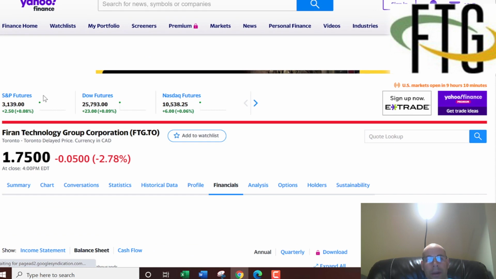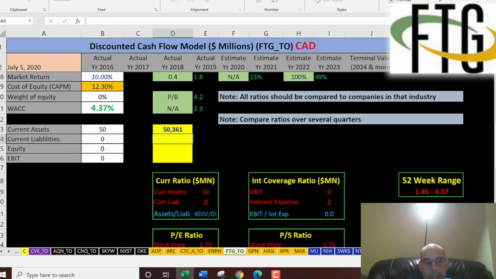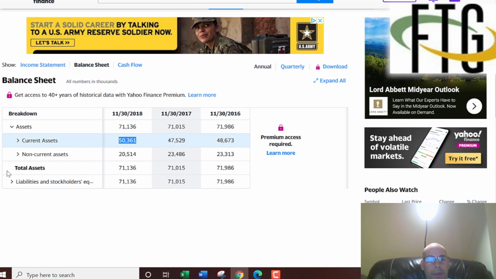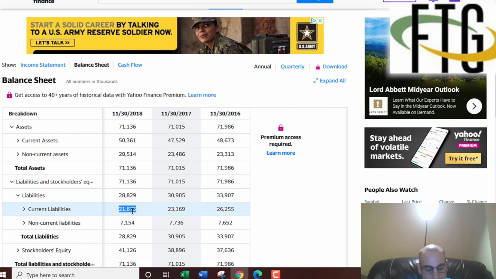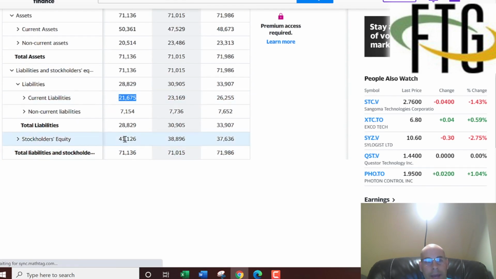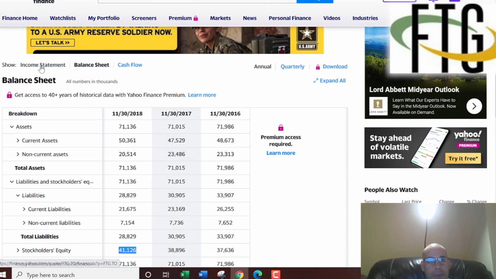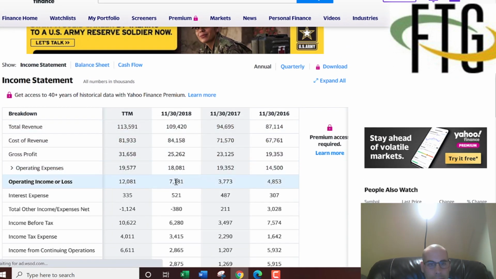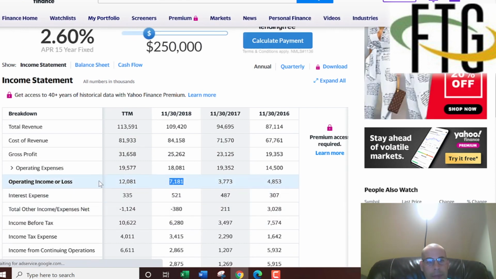We need to pull their current assets from their balance sheet. We need this for the ratios we're going to look at later. The current assets are $50 million. Those are assets that include cash, accounts receivable, and inventory. Current liabilities, these are debts and payables that are due within 1 year, and that's $21 million. The equity is the value of the company according to the balance sheet. It's assets minus liabilities, and that's $41 million. And their EBIT, earnings before interest and taxes, in 2019 was $7 million. They call that operating income on the income statement.